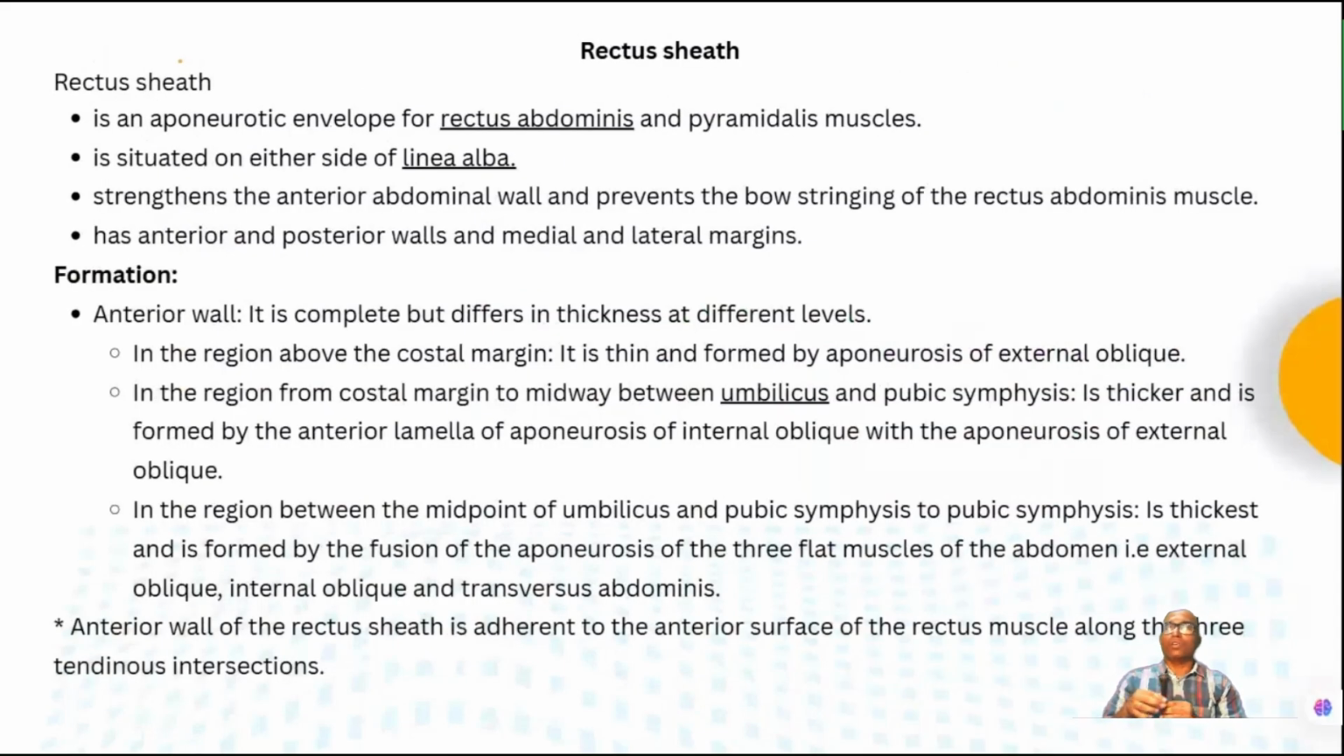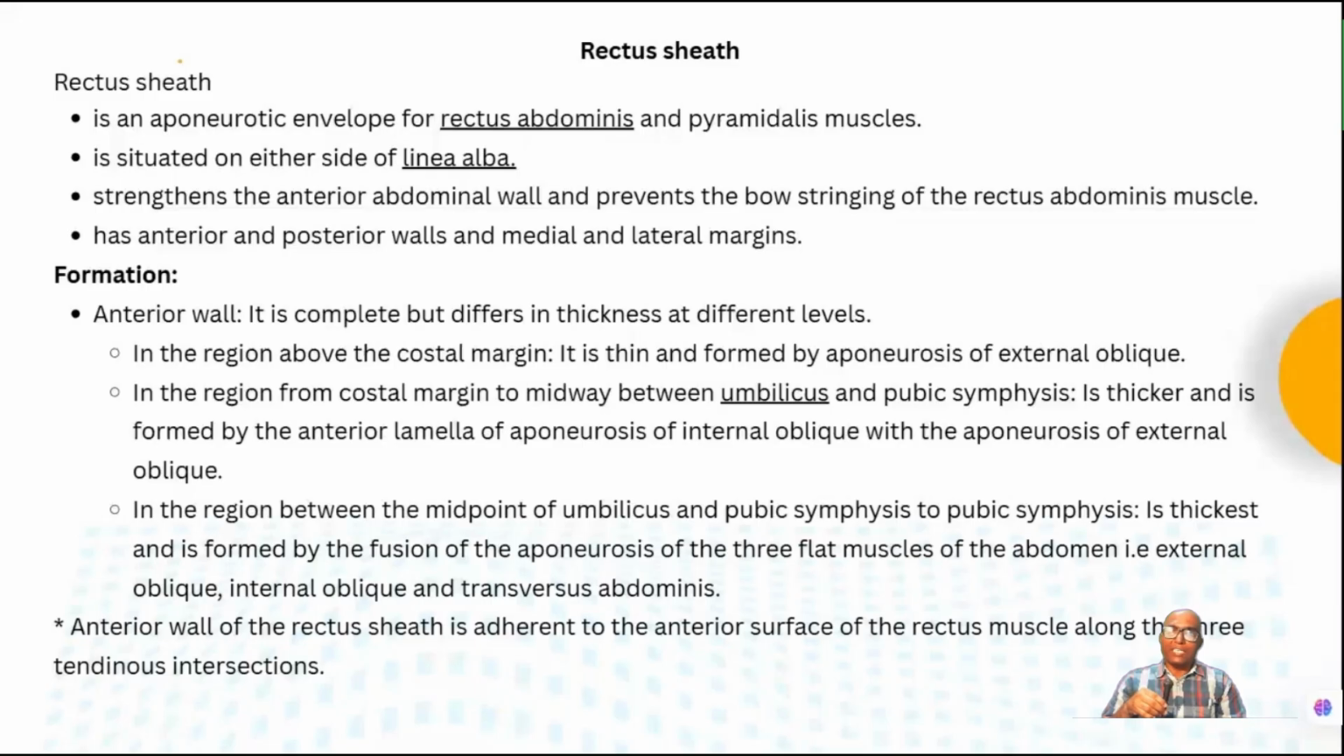Okay. Now coming to the rectus sheath, this is very, very important. Here there will be a question. Definitely one SBA will be there. Formation of the rectus sheath. Rectus sheath is an aponeurotic envelope for the rectus abdominis and pyramidalis muscle. It is situated on either side of the linea alba, strengthens the anterior abdominal wall and prevents the bowstringing of the rectus abdominis muscle. It has got anterior and posterior walls and medial and lateral margins.